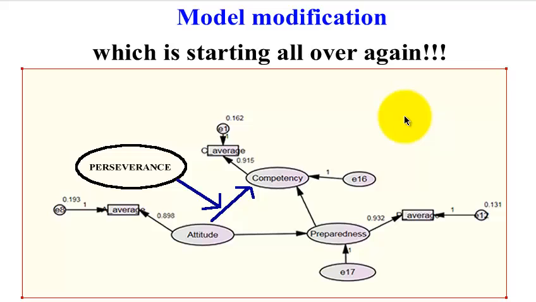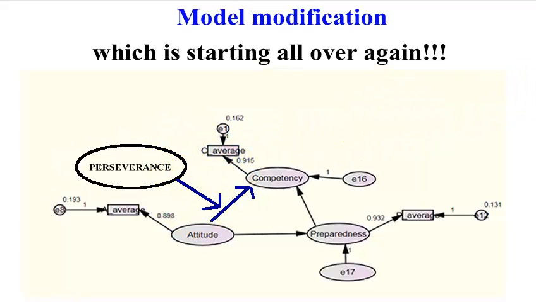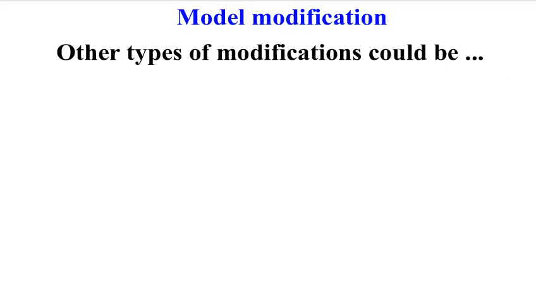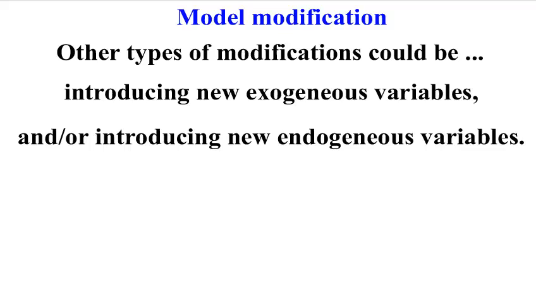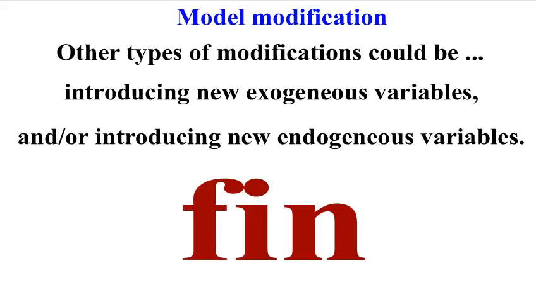So the AMOS software, again, would check all the causal paths, et cetera. You would look at the estimates and the model fit indexes and all that other stuff. Some of the other types of modifications that you could add to your model could be introducing a new exogenous variable and/or another endogenous variable. But that's it in a nutshell.